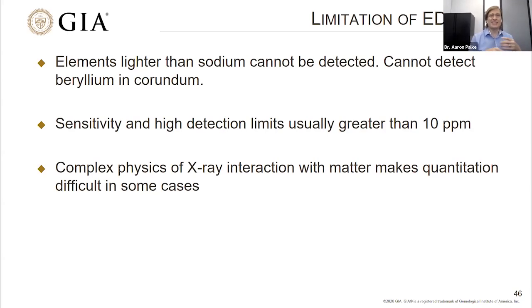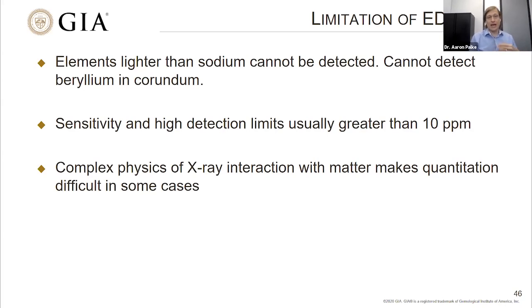Another problem is that the sensitivity is not great with X-ray fluorescence for a lot of elements. You have relatively high detection limits for a lot of elements, usually greater than 10 parts per million, but oftentimes greater than hundreds, if not thousands of parts per million for some elements. Another aspect of this is that the interaction between X-rays and the materials we look at is quite complex. There's a lot of complex physics going on there, and in some cases, this makes quantitation difficult.